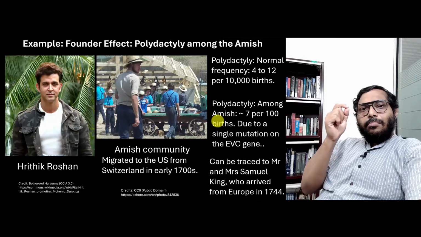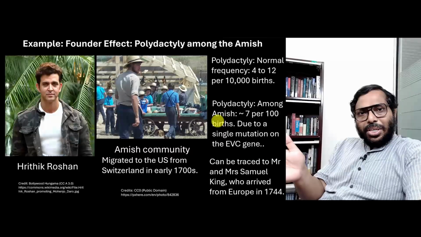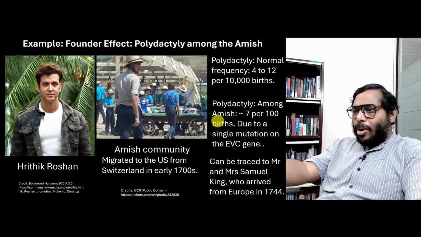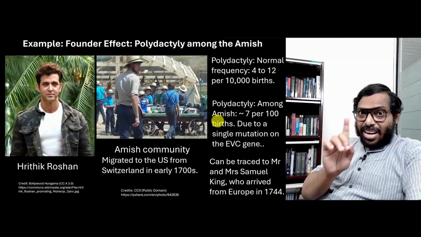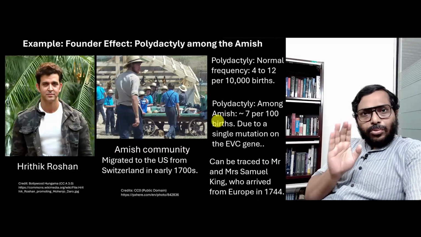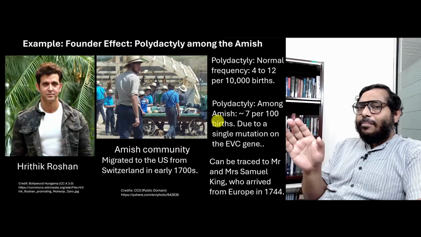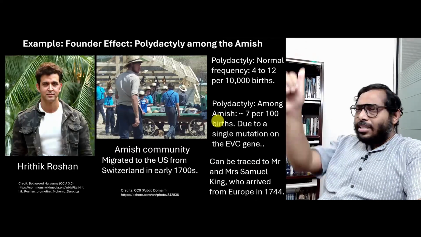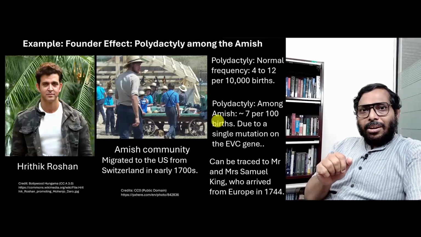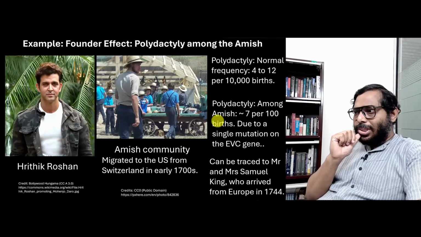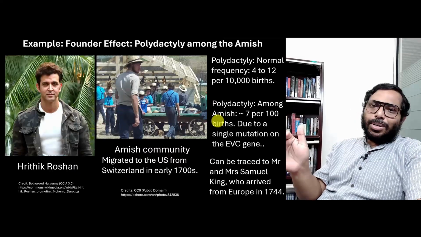this one mutation essentially ended up spreading amongst the Pennsylvanian Amish, and the entire problem that we have today, 7 per 100 births, is because of that one couple. In other words, if those two people, the husband and wife, had missed their boats, or if the boat had sunk, God forbid, during the transatlantic cruise, then the Amish people would not have had this particular condition.